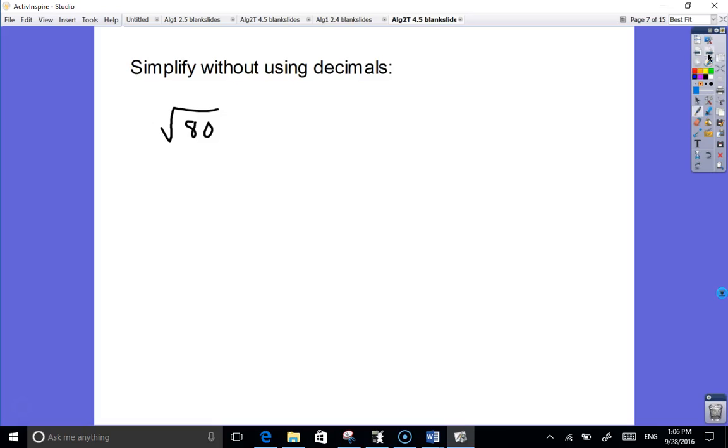So how are you supposed to know? Well, you've got to know your perfect squares, which again, in your calculator, you could make a list of all the squares to check that out. This is something that I showed last year to even my Algebra 1, and it worked very well for them.